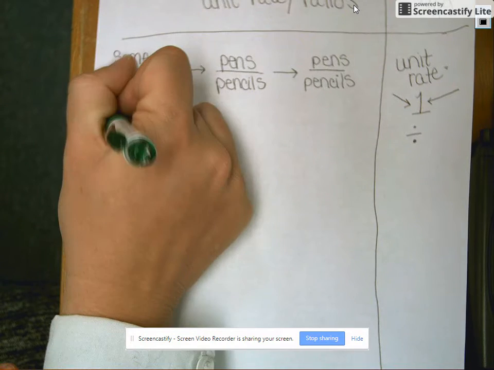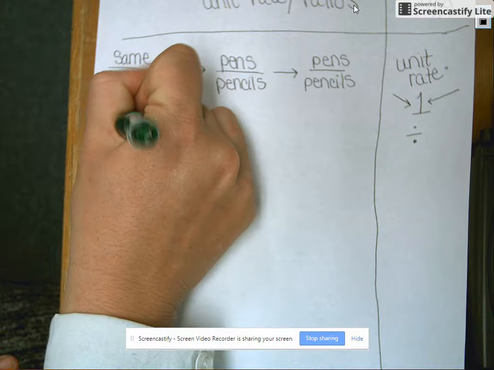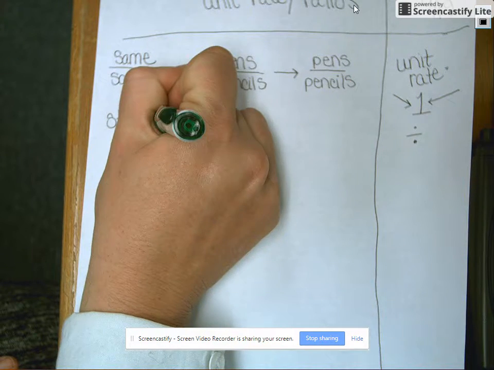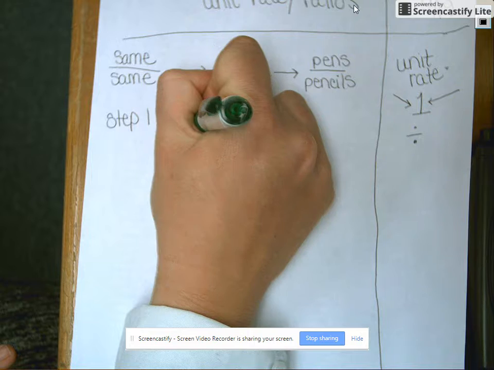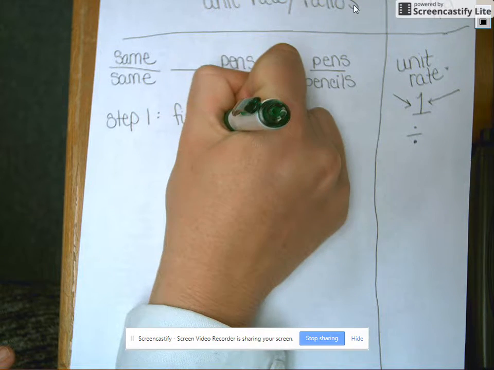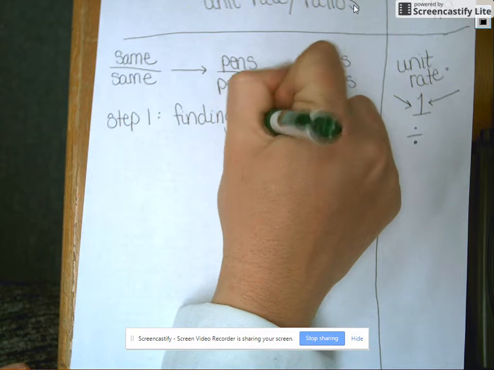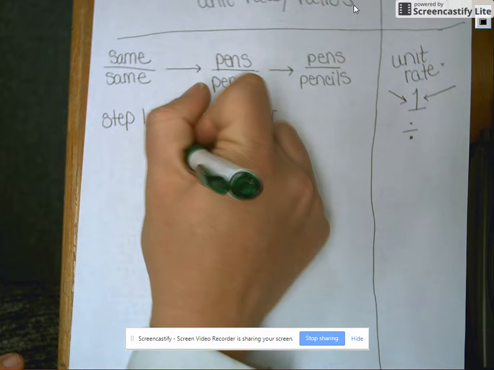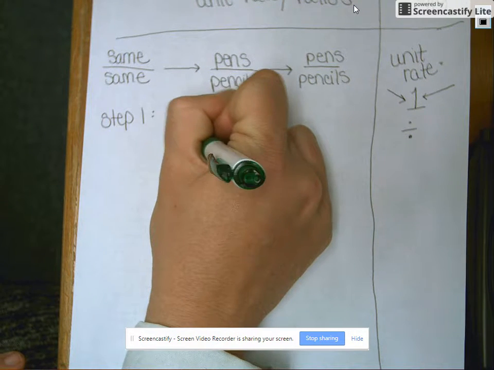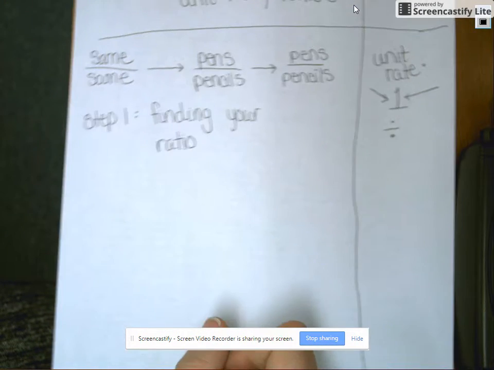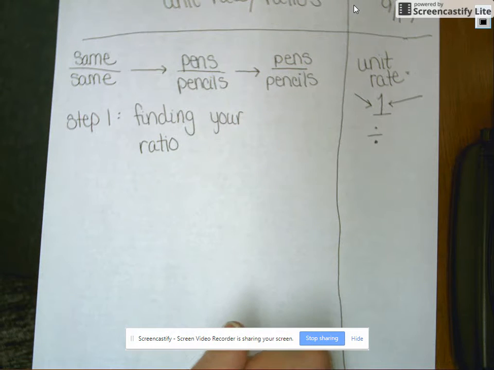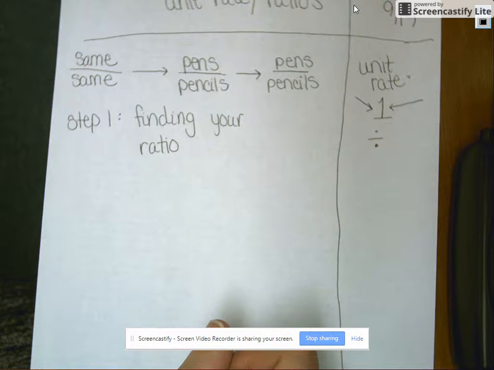Okay, step 1 is finding your ratio. Okay, in life, and most of the time here in class, you will not be given just a ratio on a piece of paper. It comes more in the form of like a story problem. So the first thing you need to do is you need to figure out what is the ratio from the story problem. So I'll use our example that we worked with yesterday.